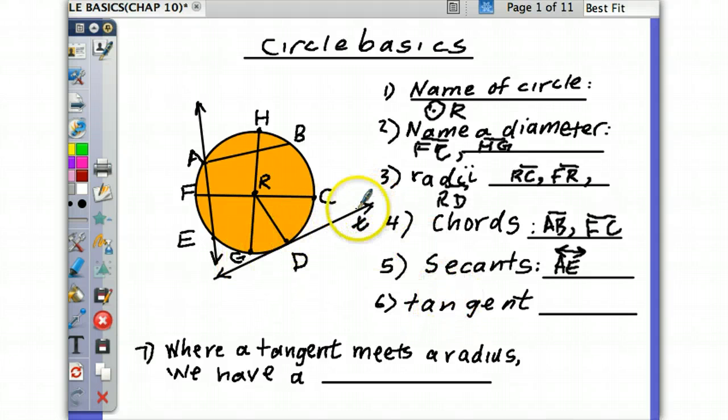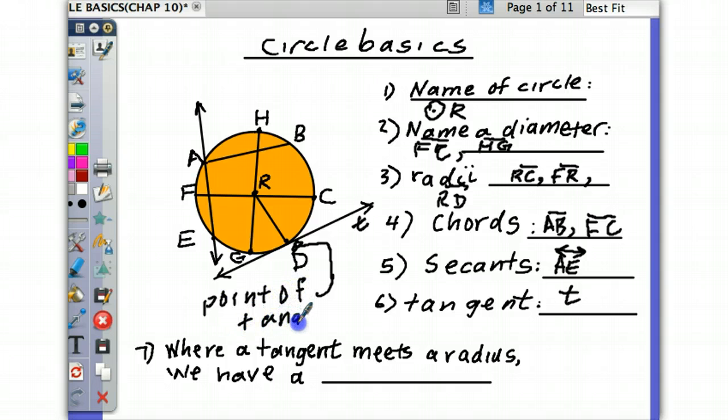This line right here, line T, is not a secant line. It doesn't go in. It's going to be a tangent line. A tangent touches at one point, and that's it. This point has a special name. Point D is called the point of tangency. Why is there a T? Because you can name a line by a lowercase letter as well. D is the point of tangency, and T is the name for this line.